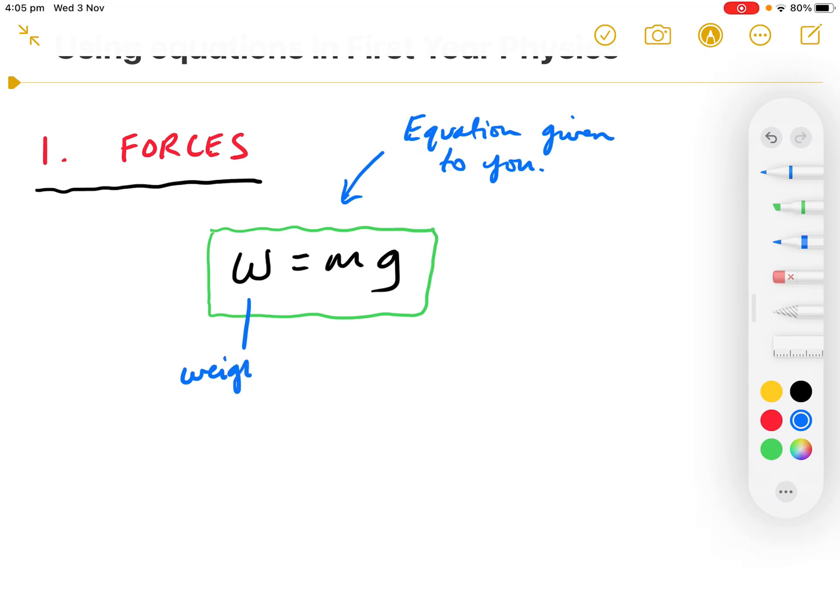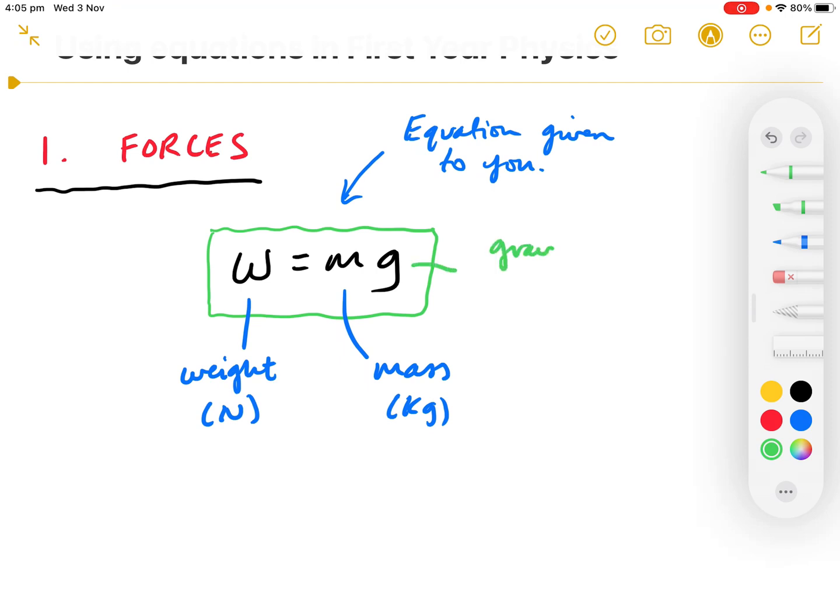So W is the weight of the body, which is in newtons. Weight is a force, the force with which a body is pulled downwards towards the planet in newtons. M, of course, is the mass of the body. That's the amount of matter in the body, and it's measured in kilograms.